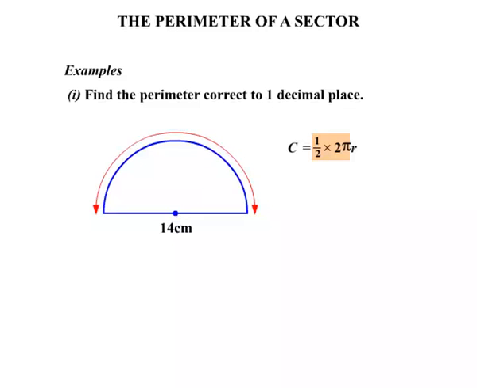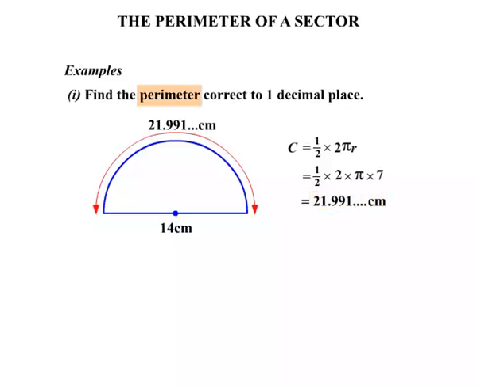Now when we write that down, a half times 2 pi, we'll write a half times 2 times pi. Then we need to multiply by the radius. We can see that that 14 would be the diameter of that semicircle. So we need to halve that, we get 7. That's the radius. So we multiply by 7. Now when we calculate that, it works out to be 21.991 centimeters. We'll mark that in on the diagram there.